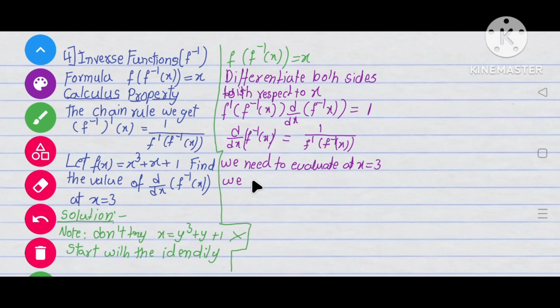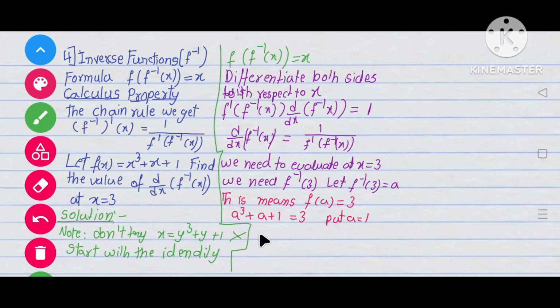So we need f inverse of 3. Let f inverse of 3 is equal to a, which means f of a is equal to 3. So a cube plus a plus 1 is equal to 3. If you take a is equal to 1, it will be satisfied.